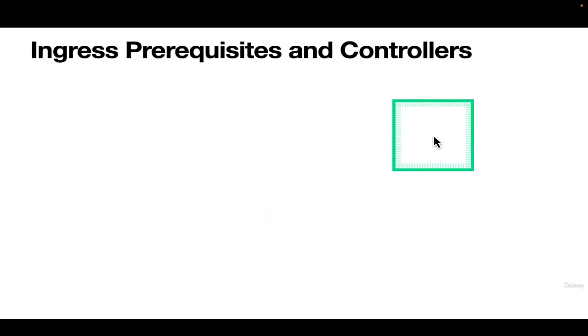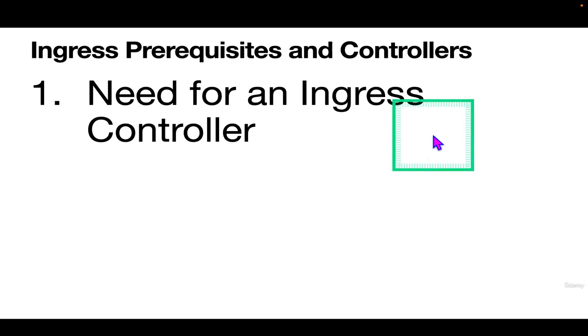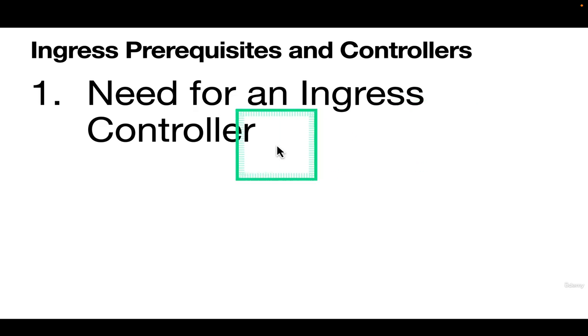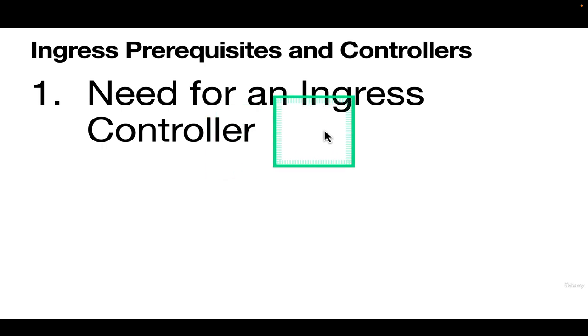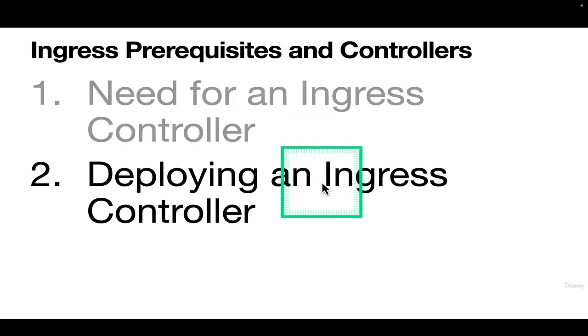Ingress prerequisites and controllers. An Ingress controller is needed to satisfy an Ingress. Simply creating an Ingress resource has no effect without a controller. So this is important. Usually we install an Ingress controller. Without an Ingress controller, if you create an Ingress object, it will have no effect. You might need to deploy an Ingress controller such as Ingress Nginx.